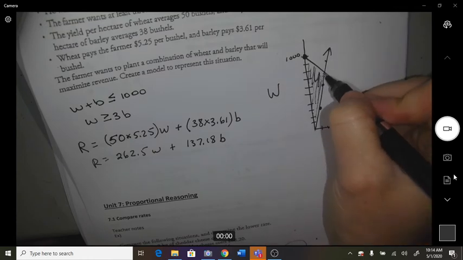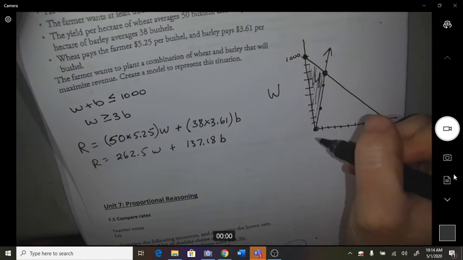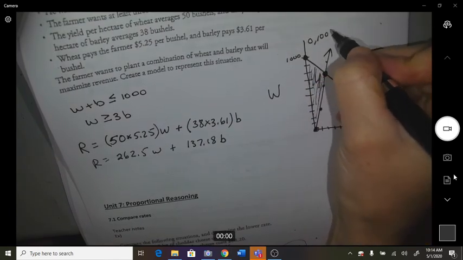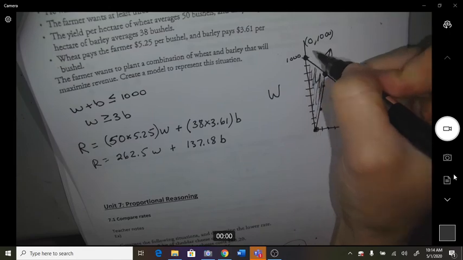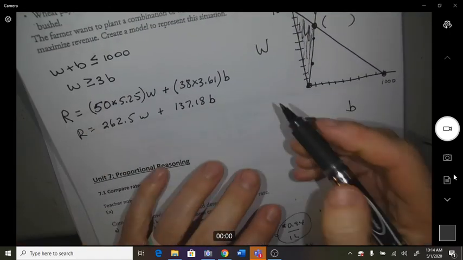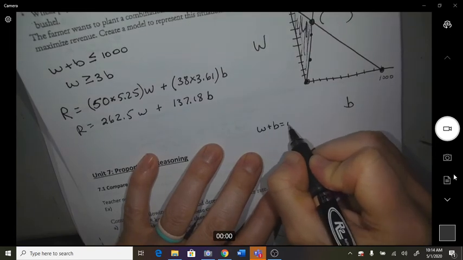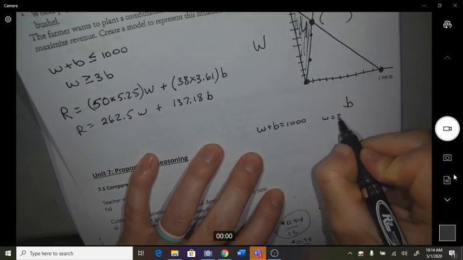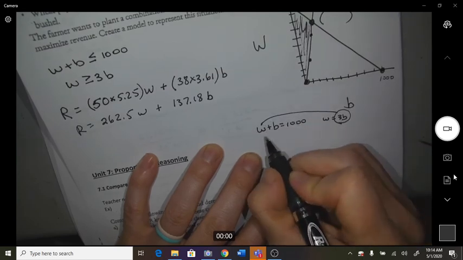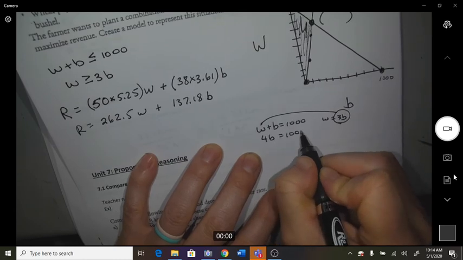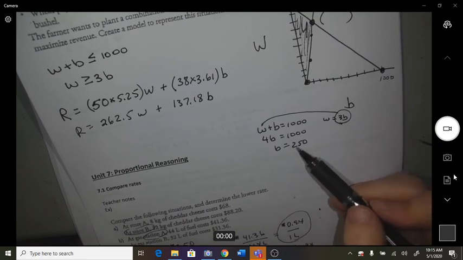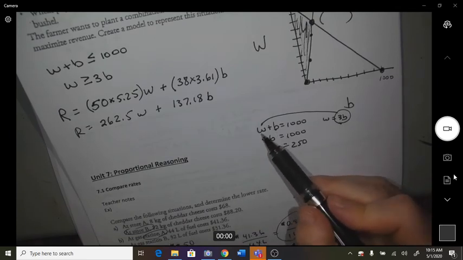Okay, so we need to figure out these intersection points. Obviously I'm not going to use 0, 0. This one is 0, 1,000 right here, and then this one is the intersection of these two lines. So down here, W plus B equals 1,000, W equals 3B. So I'm going to replace W with 3B. So 4B is 1,000. So therefore B is 250. So if you plug in 250 for B, W should be 750.